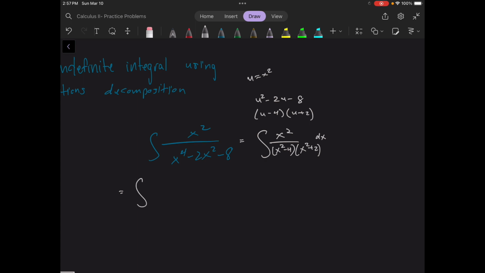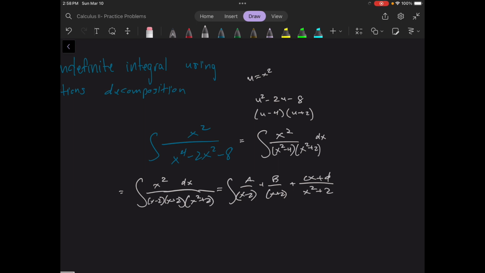So then you have x squared over (x minus 2)(x plus 2), that's a difference of squares, all times x squared plus 2. So you see this x squared plus 2, it's no longer going to be a or b or c. This is actually going to turn into the integral of a over x minus 2, that one's easy, plus b over x plus 2, that one's easy. But since this is a squared factor, it's going to be cx plus d over x squared plus 2. It's no longer just a constant coefficient.